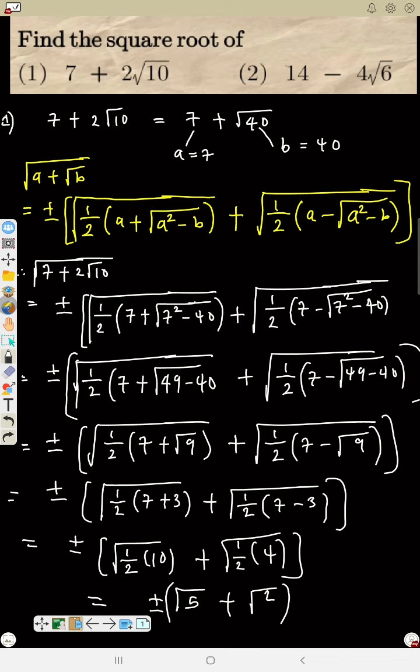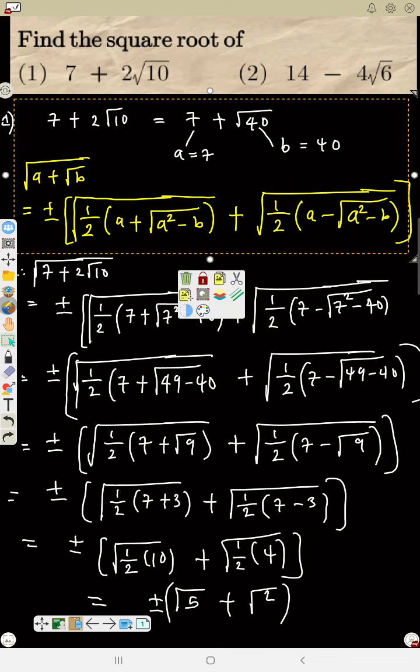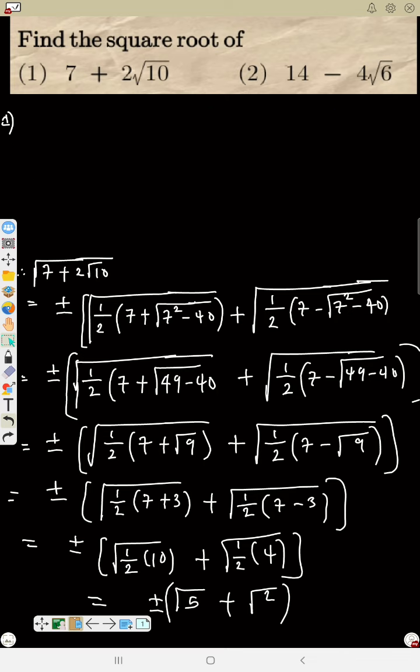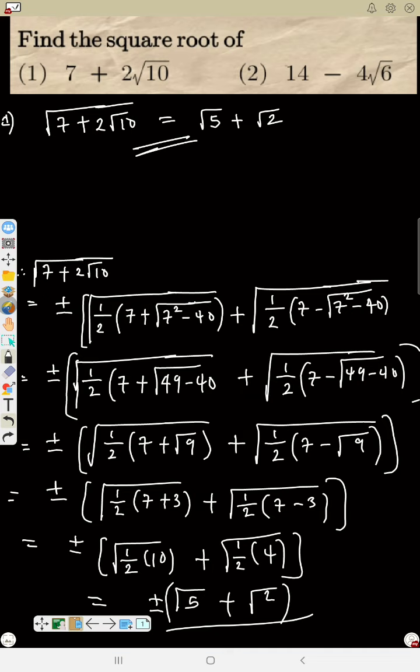So that means the question, square root of 7 plus 2 root 10 now is equal to, so take the positive, square root of 5 plus square root of 2, which is the same as the long procedure. So we can also use another method to solve it, that is using the factorization method. So let's do that one also.